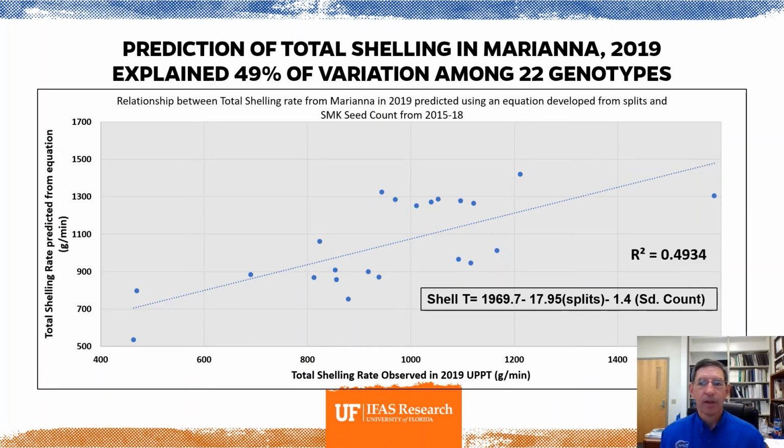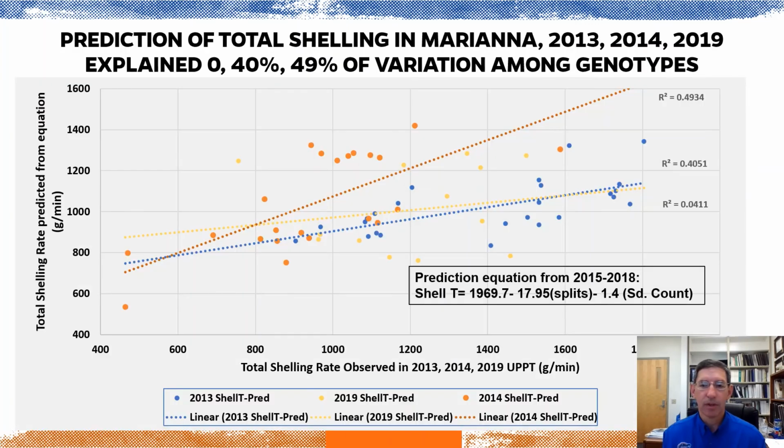And so we did that looking at the 2019 data, and again, the data that we used to generate this equation was from 2015 to 2018. So this 2019 data is not included in the data set that generated the equation, but it did predict the 2019 shelling rate to a fairly good extent, about 50% of the variation explained using this equation. So we wanted to apply that to other seasons. In addition to 2019, we also applied it to 2014 and 2013.